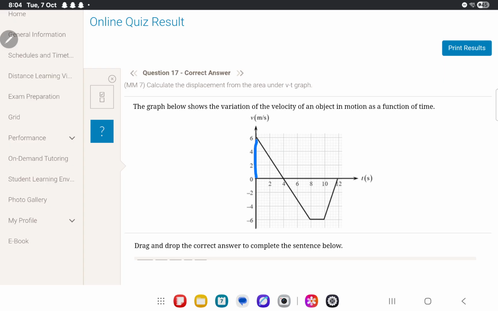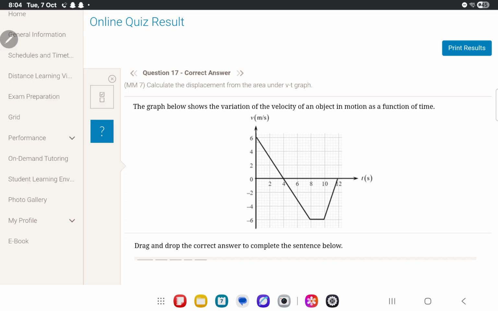What is wrong with my pen? It's very laggy. One second. Okay, whatever. So, yeah, my pen is actually very, very laggy. It's very far off. Wow. Okay, I don't know what's going on.